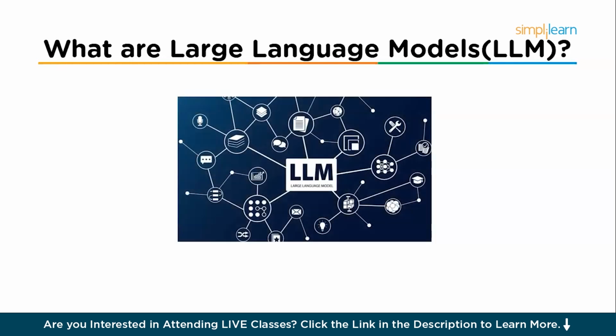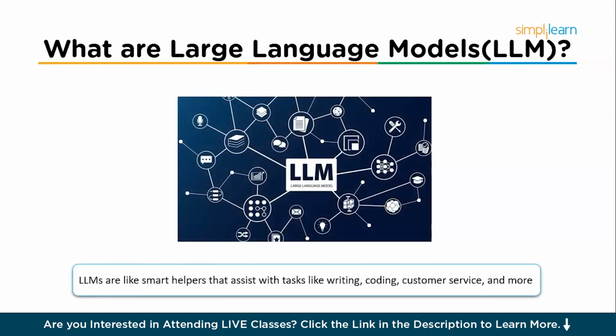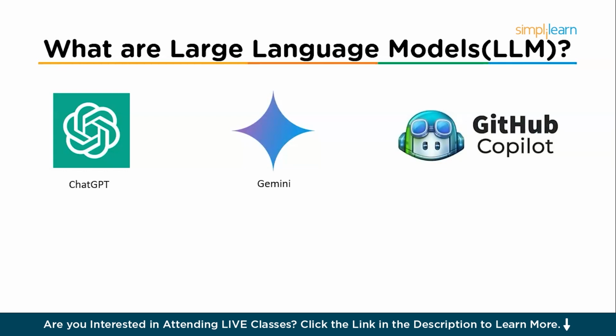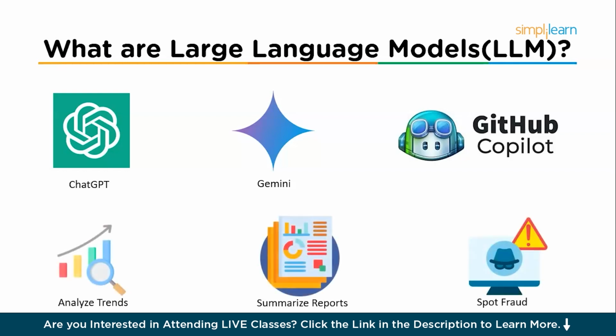Large language models are smart helpers that assist with tasks like writing, coding, customer service and more. ChatGPT helps write mails, Gemini answers tough questions, and GitHub Copilot suggests code. They also let users interact with data, making it easy to analyze trends, summarize reports, and spot fraud using simple language. Though they are powerful, they can still make mistakes but are constantly getting better.